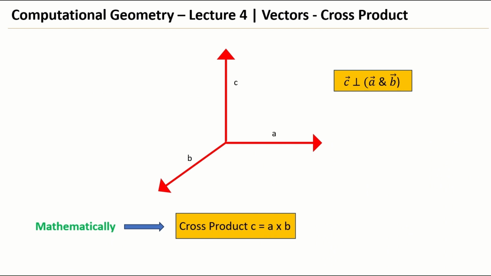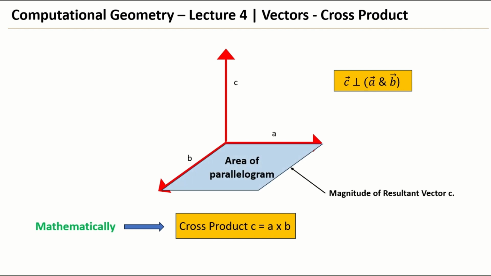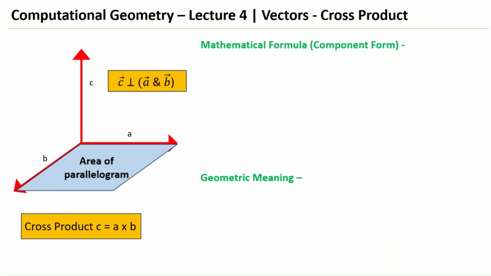Geometrically, the cross product gives a vector that is perpendicular to the two given vectors. Its magnitude represents the area of the parallelogram formed by vector A and B. Now let's look at the cross product in mathematical and geometric detail. On the left side, we have two vectors A and B forming a parallelogram. C is the cross product. The shaded region represents the area of the parallelogram formed by vectors A and B. An important fact is that the magnitude of the cross product gives exactly this area.